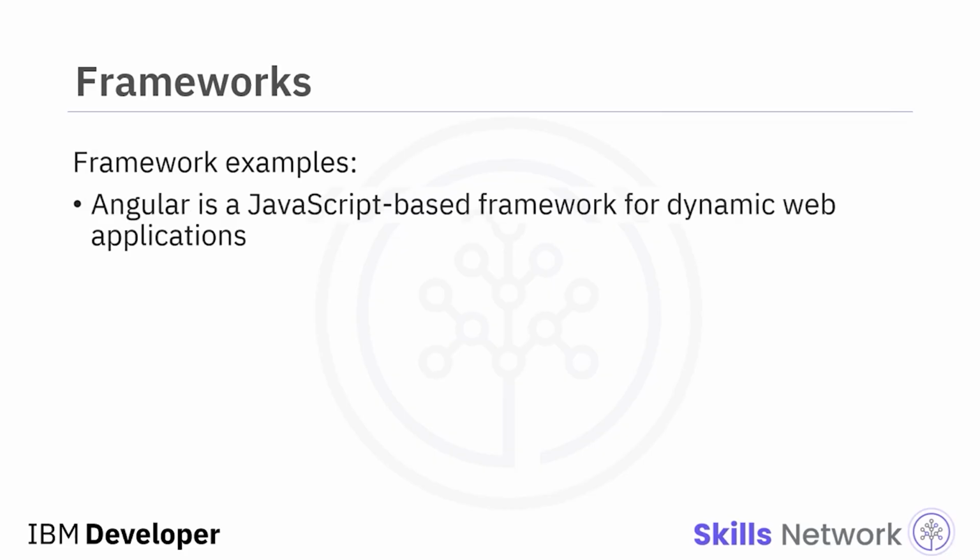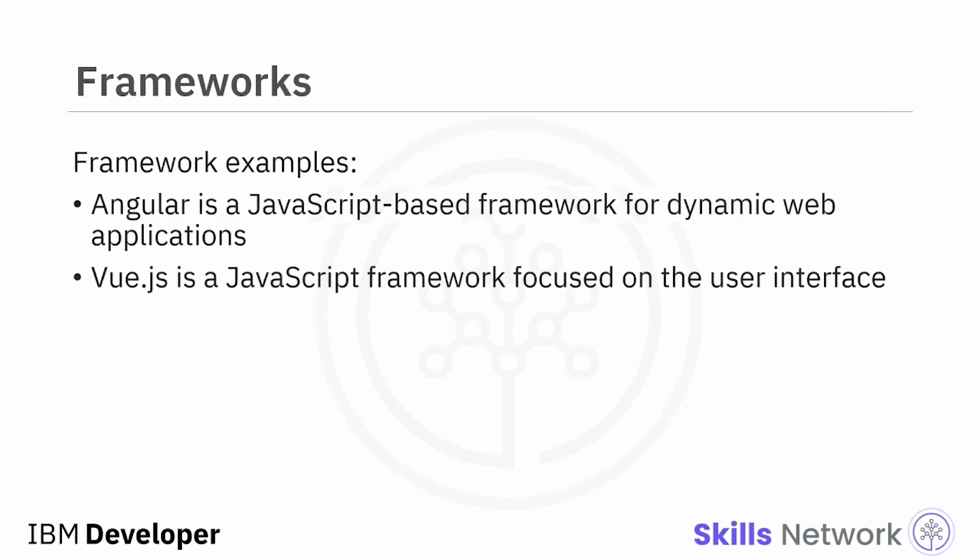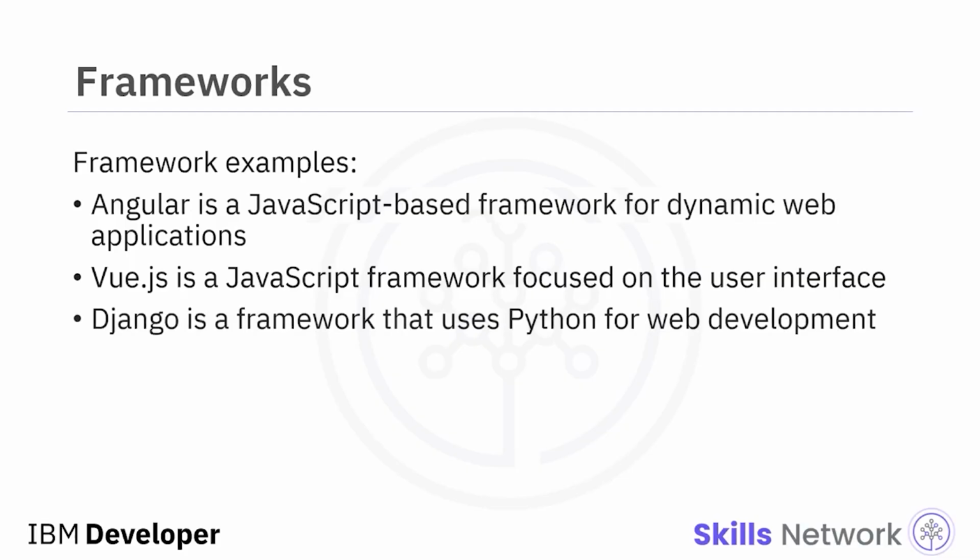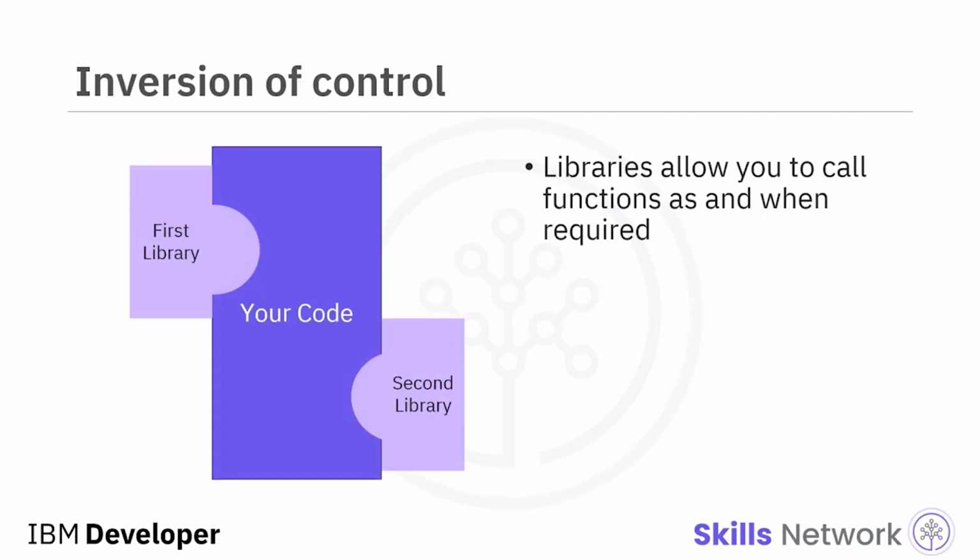Angular is a JavaScript-based framework for dynamic web applications. Vue.js is a JavaScript framework focused on the user interface. Django is a framework that uses Python for web development. Frameworks define the workflow that you must follow, unlike libraries which allow you to call functions as and when required.